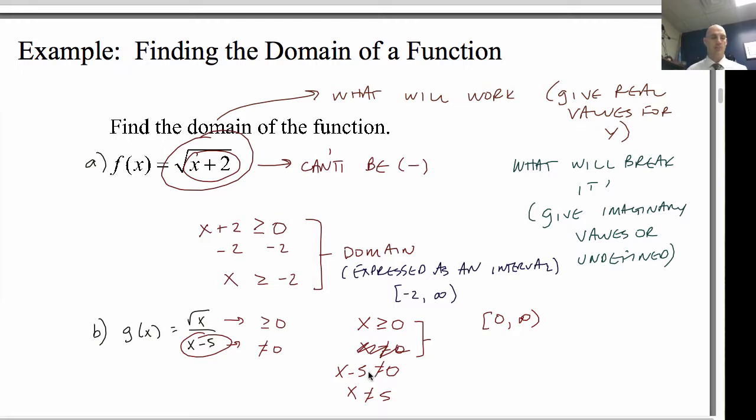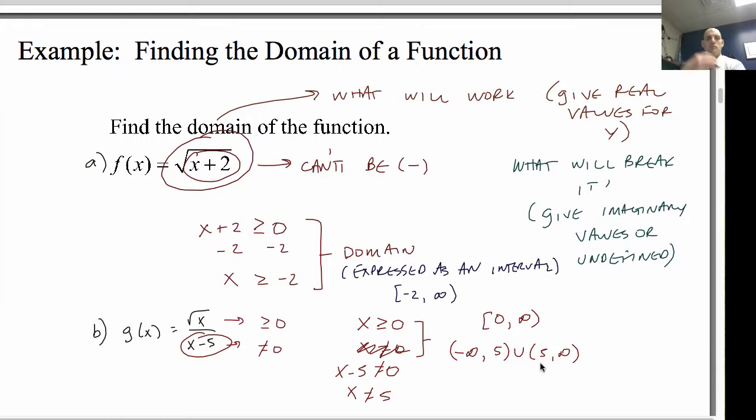So think about this for a second. If I just consider the top, it's 0 to infinity. If I consider the bottom, this is my domain, negative infinity, all the way up to 5, not included, also 5 to infinity. Okay, so check that out.